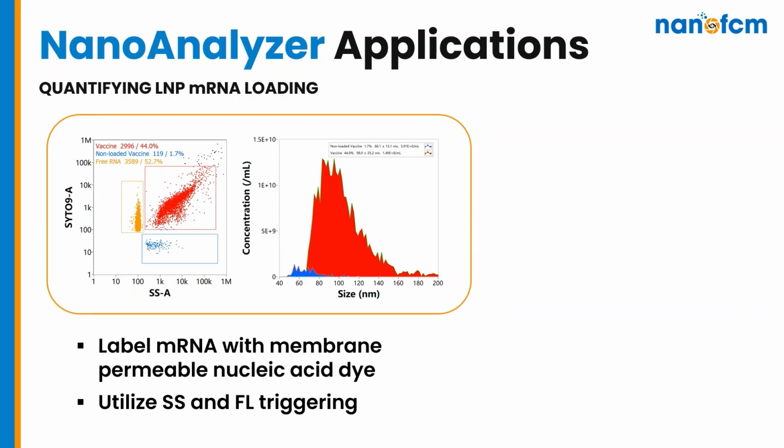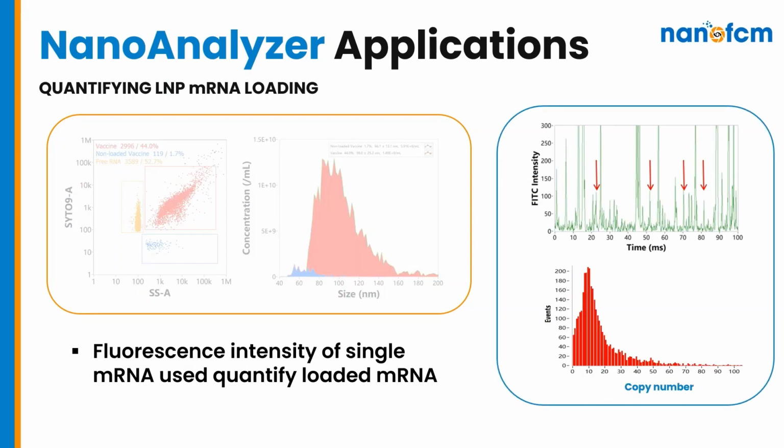And here we've done the same thing, labeling mRNA with membrane permeable nucleic acid dyes, and we're utilizing both triggers. And then we're taking that fluorescence intensity of the single mRNAs like we saw in the trace we just showed, and we see those peak burst traces right around 100 height and intensity. And we use that value to determine the intensity of a single RNA cargo.